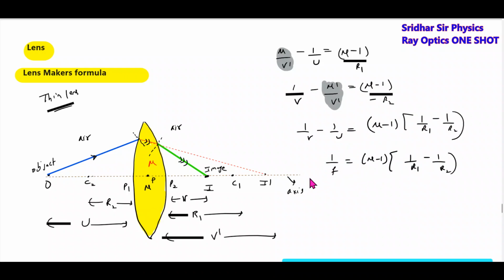So the focal length of the lens depends on the refractive index of the medium, the surrounding medium, and the radii of curvature. Where for R1, R2 you have to substitute the sign. If focal length is positive, it is a converging lens; if focal length is negative, it will be a diverging lens.